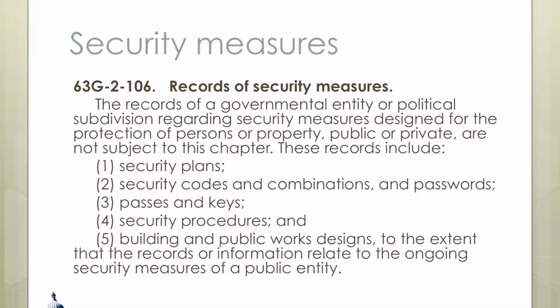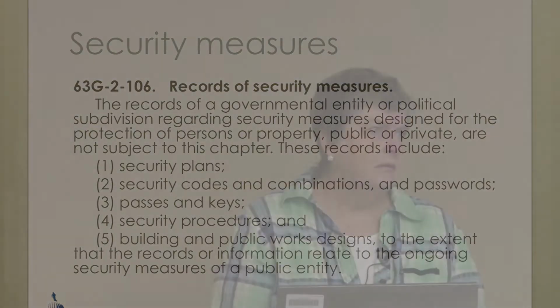Thereafter, there is 106, which discusses records of security measures. It says that the records of a governmental entity or political subdivision regarding security measures designed for protection of individuals or property, public or private, are not subject to this chapter. These records include security plans, security codes and combinations, passwords, passes and keys, security procedures, and public works designs to the extent that they give information relating to ongoing security measures of a public entity.